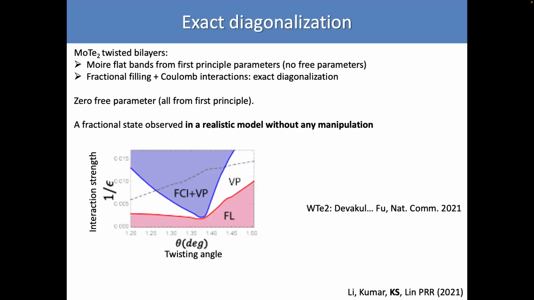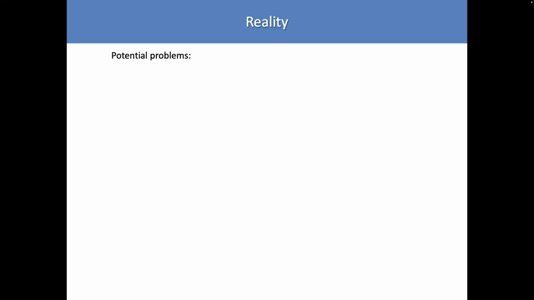And independently, at roughly the same time, Liang Fu's group looked at another transition metal dichalcogenide, WTe2, and they found the same conclusion. Okay, so on the theory side, we have full confidence in our theory, but when we try to compare theory with reality, there are always some complications and potential problems. Here, at least, we have 3 potential problems. First of all, we use first principle parameters, so there is no adjustable parameter in our model. But we know that first principle calculations are not always reliable. Whether the parameters we use are right or not is actually an open question.